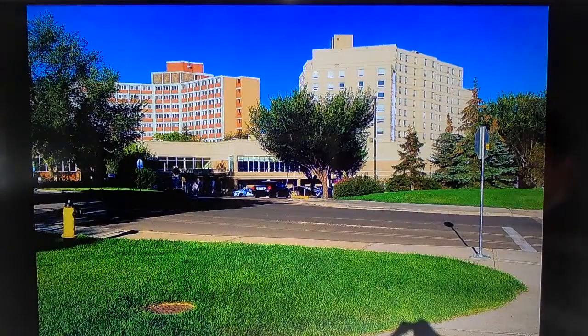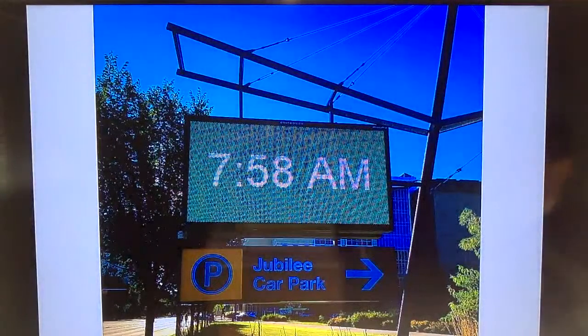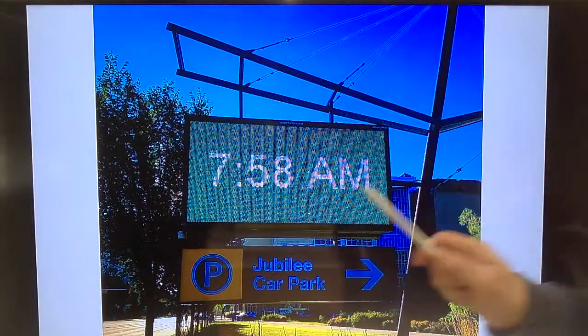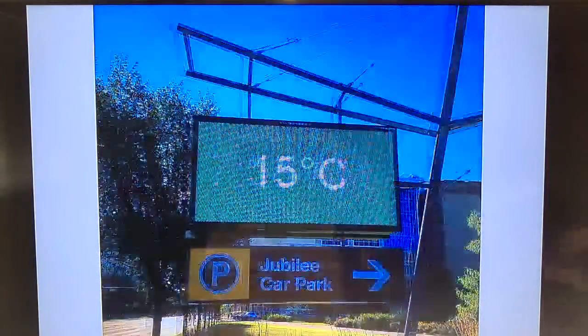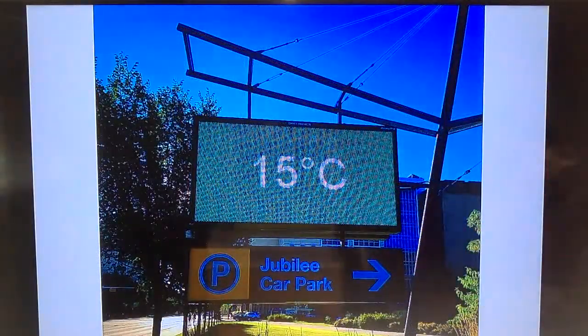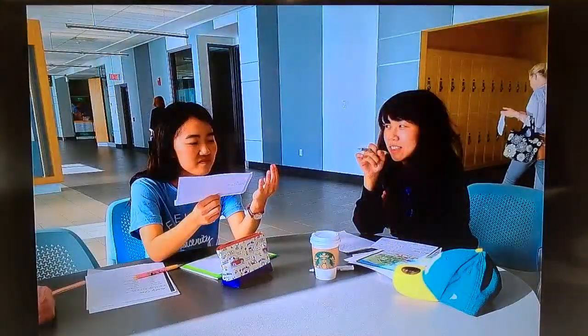This is the university, and you can see my shadow here. This is just right before class. I guess class is from 8:30 or something like that. The temperature is 15 degrees. At the same time, in Japan, you get close to 40 degrees Celsius. So here, Canada's weather is really nice.